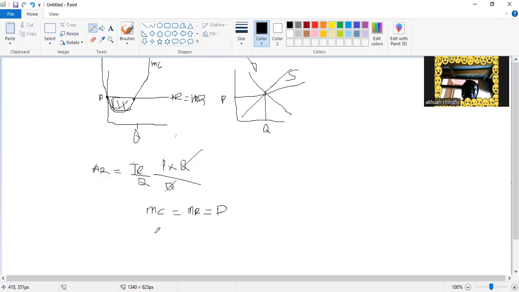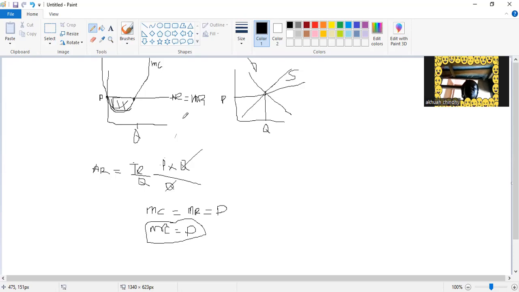So MC can say that MC is equal to what? MC is equal to price for a perfect competition market alone. Okay, so it is with this condition that we derive our supply curve. I said that the supply curve is the part of the marginal cost curve that is above or equal to your average variable cost.